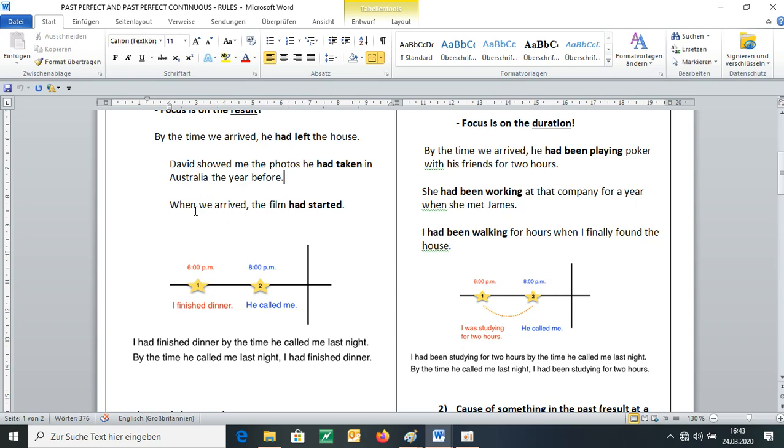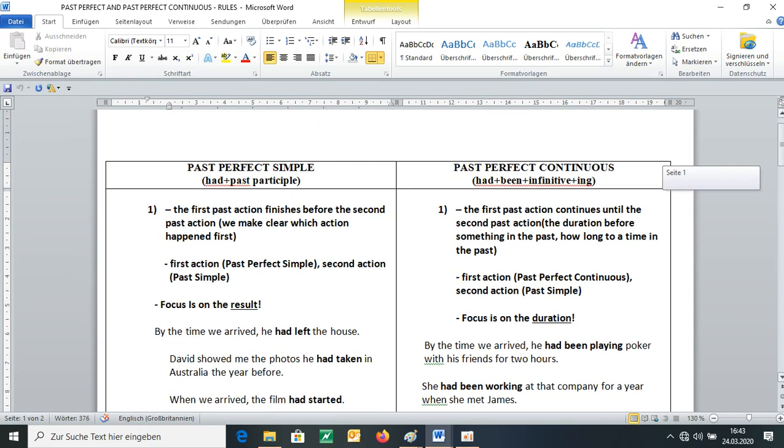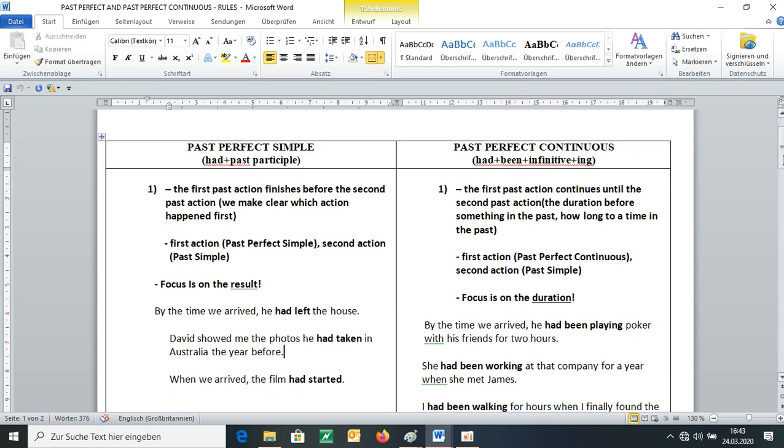Now let's move over to the past perfect continuous. Here it is a little different. First of all, the duration is the focus here. Again we have the first action and the second action, just like in the past perfect simple. The first action is in the past perfect continuous in this case, not in the simple form, and the second action is in the past simple.